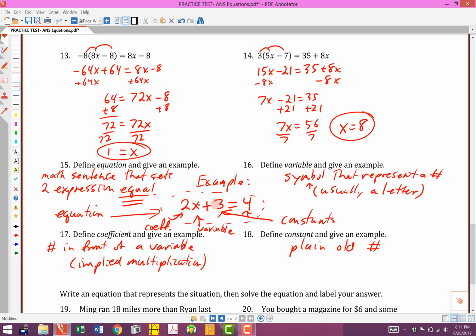The whole thing with the two expressions that are set equal, that's an equation. Coefficient is the number in front of the variable, and again there's that implied multiplication. The variable in this particular case is an x. It's the symbol that represents the unknown number in this problem. And then these plain old numbers, those are both constants, so that would work just fine there.